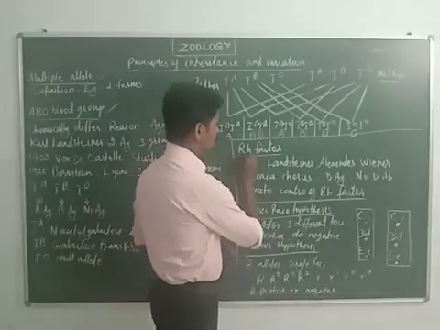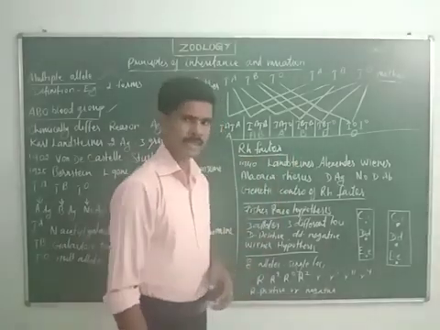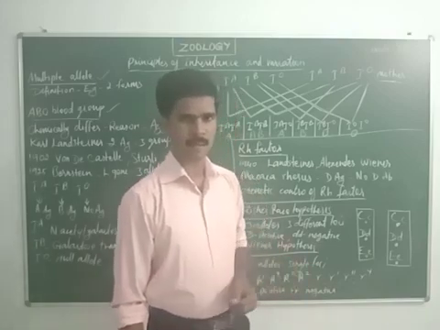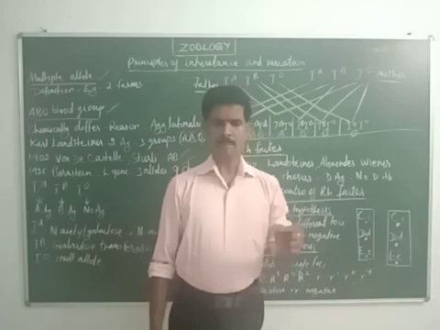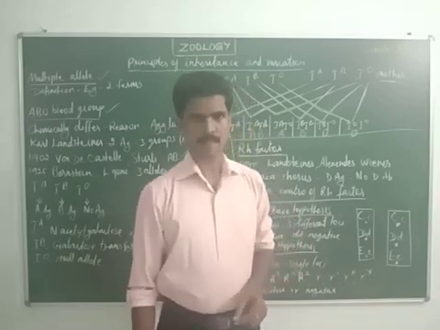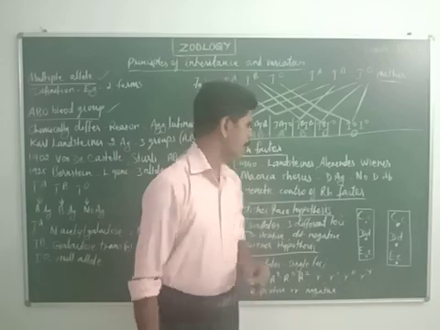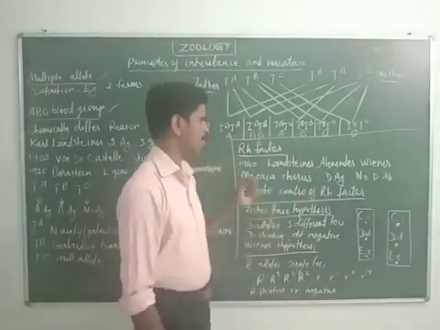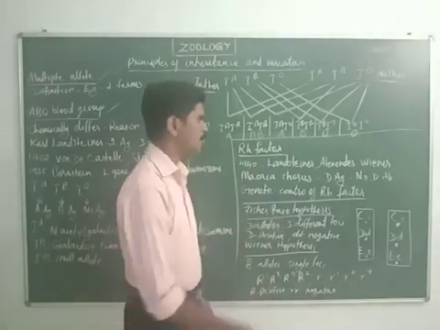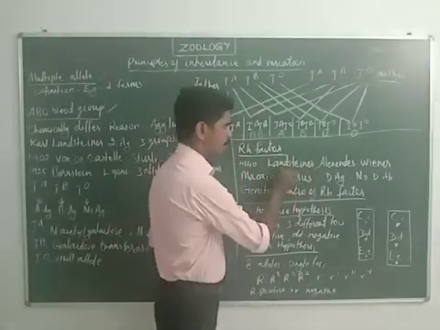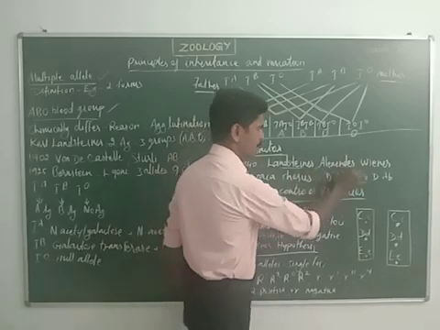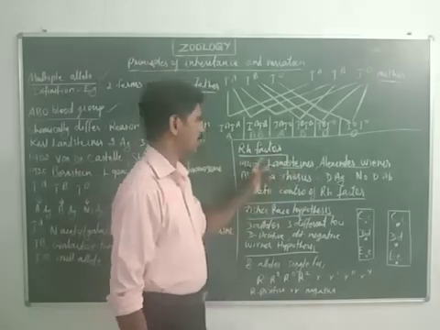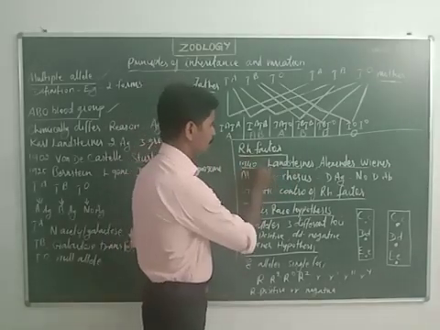Now we are going to study the next topic, RH factor. RH factor is also called RH antigen, and it is present in every person's blood. This factor was first discovered by two scientists, Karl Landsteiner and Alexander Weiner, in the year 1940.